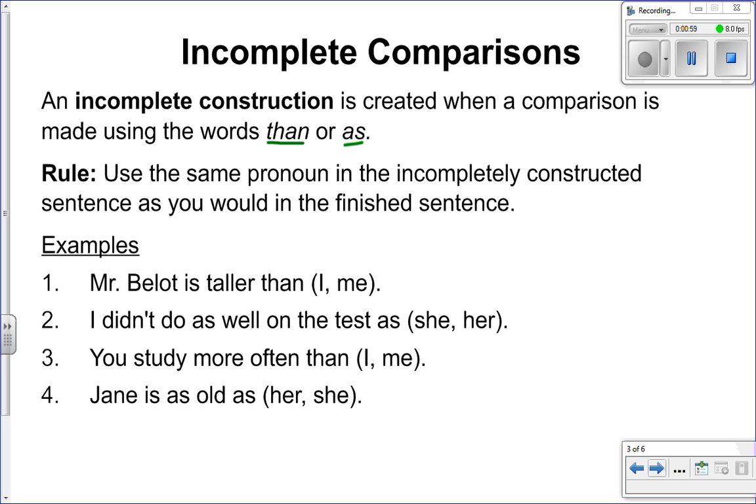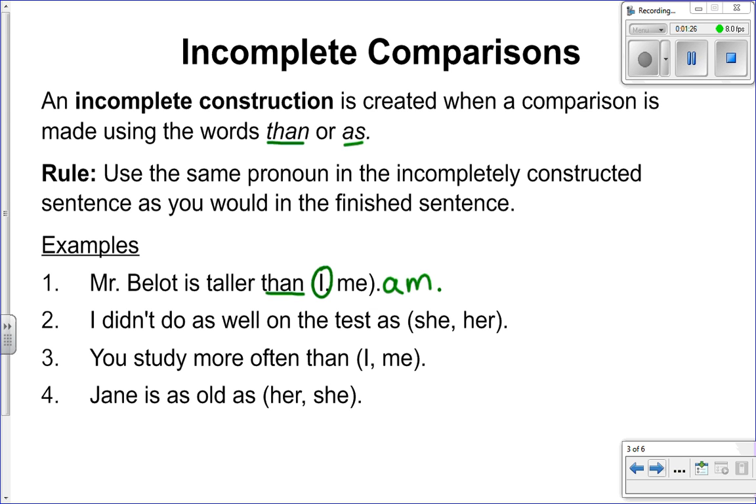So for example, number 1, Mr. Bilot is taller than I or me. Now, I'm going to be honest. It sounds weird to say Mr. Bilot is taller than I. It sounds correct to say Mr. Bilot is taller than me. However, complete the construction after the word than. Mr. Bilot is taller than I am. So it's grammatically correct to say Mr. Bilot is taller than I.